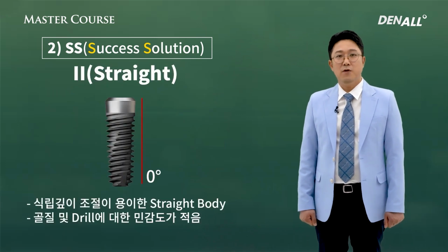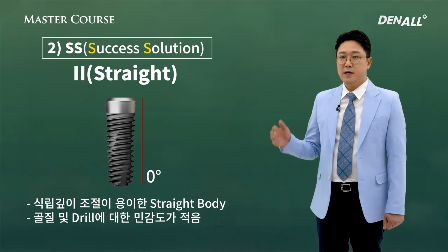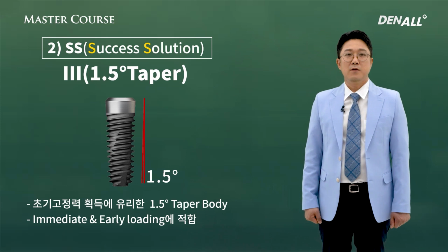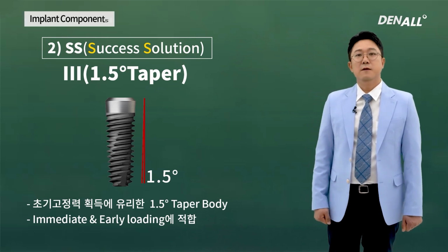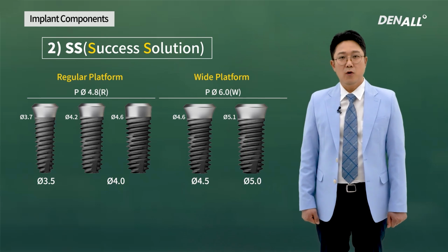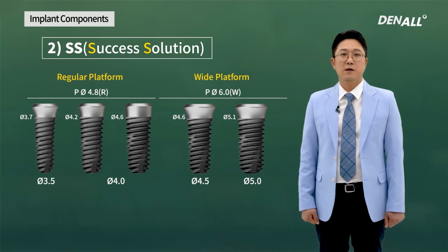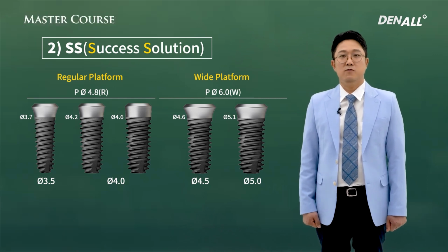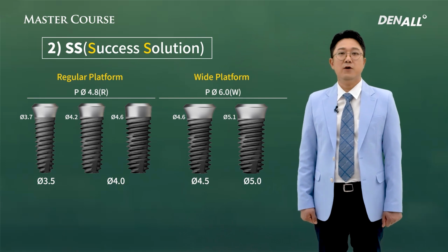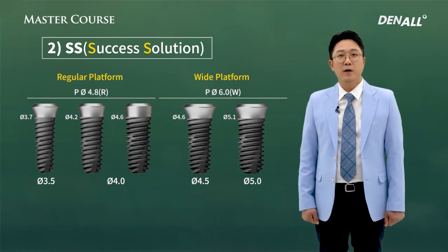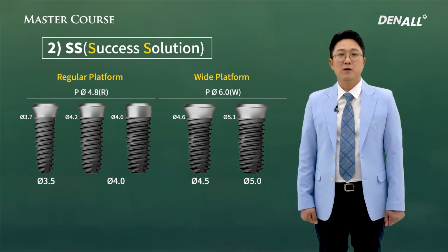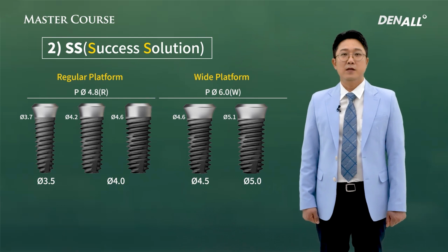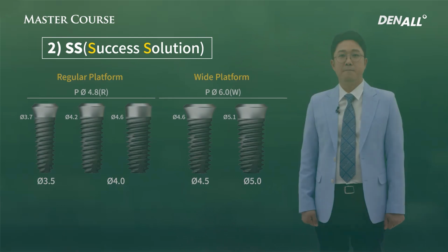The SS fixture body design: there's a straight and 1.5-degree taper type. SS fixture has 4.8 regular and 6.0 wide type platform. Depending on the surgical site, for instance, in the posterior area where tooth size is huge, you can use a wide platform. When you order implant component for accurate communication, you need to order by product number. If you understand how the product number works, it's very useful.